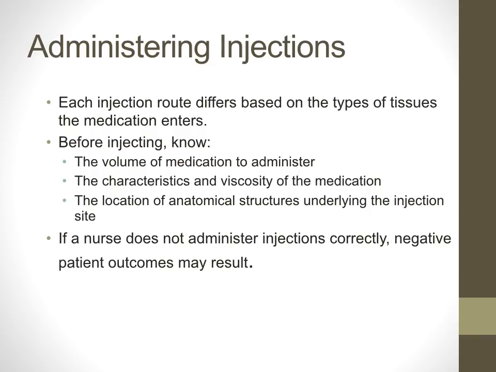Each injection route is going to differ based on the type of tissues that the medication enters. Before you inject, you need to know the volume of the medication you need to administer, the characteristics and the viscosity of the medication, how thick the medication is, and the location of anatomical structures underlying the injection site. It's not just sticking a patient. You got to know a lot of stuff when doing it. If you don't give the injections correctly, your patient may have some negative outcomes.